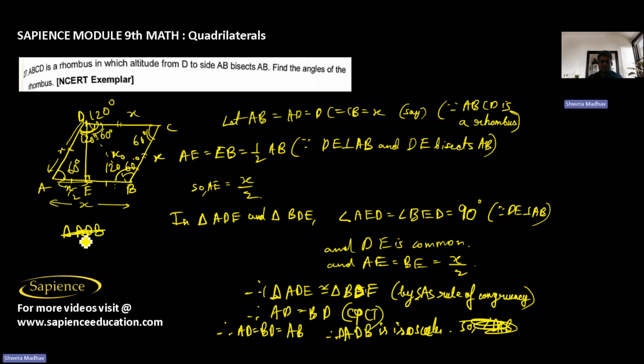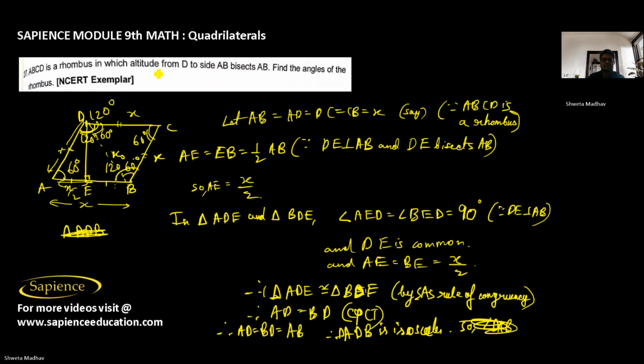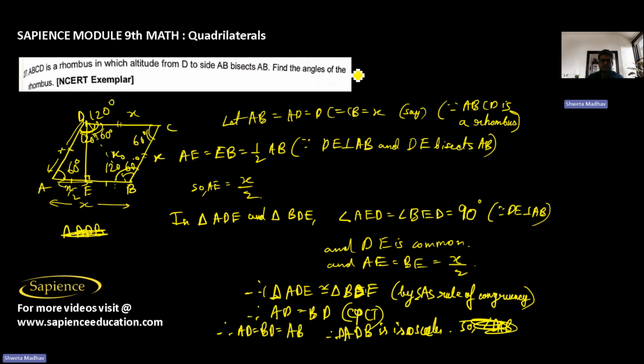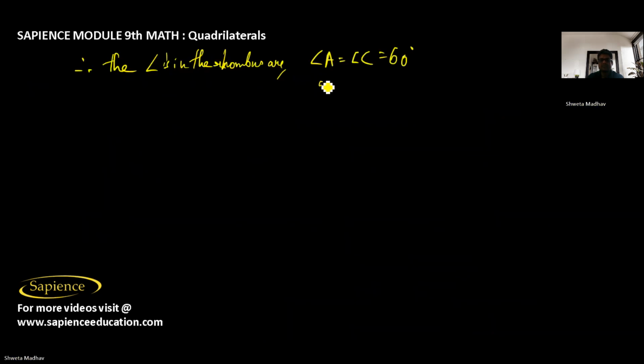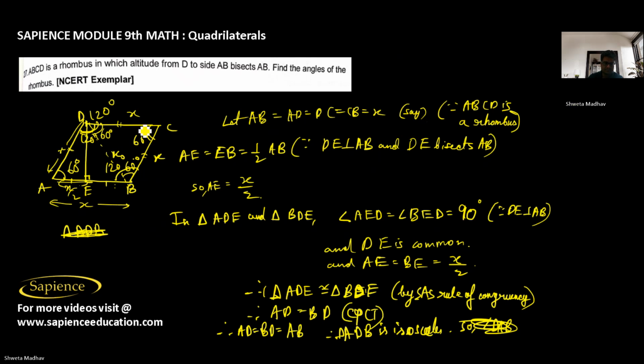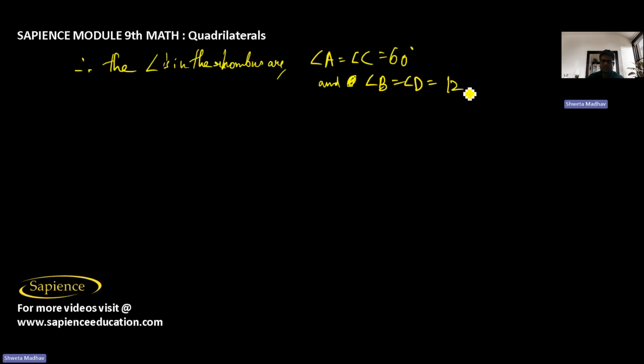So therefore I can say that the angles in the rhombus are: angle A, that is equal to angle C, which is equal to 60 degrees, and angle B, that is equal to angle D, which is equal to 120 degrees. So these are the required angles in the rhombus ABCD.